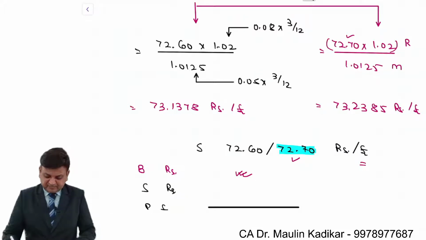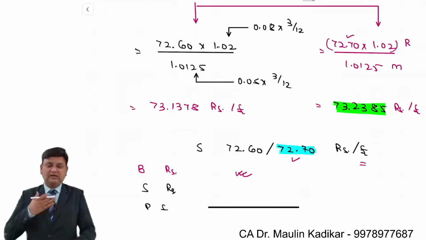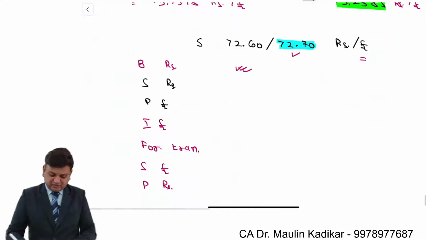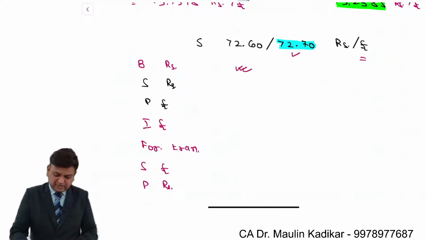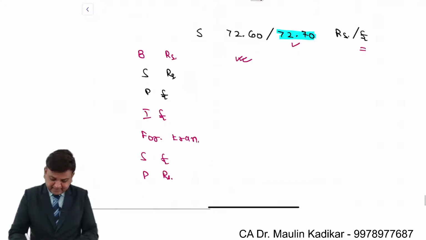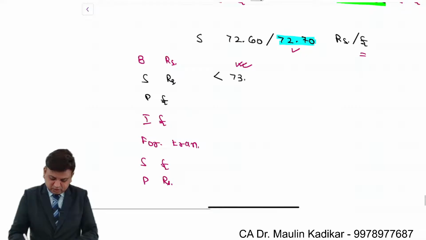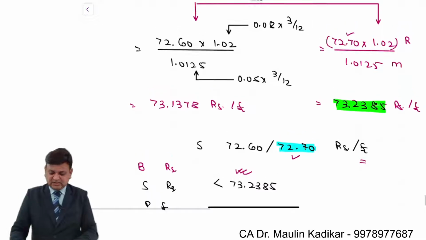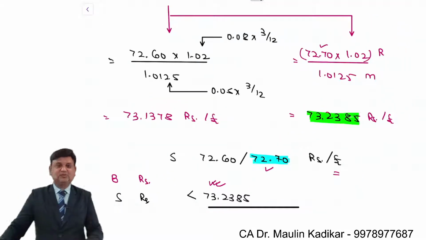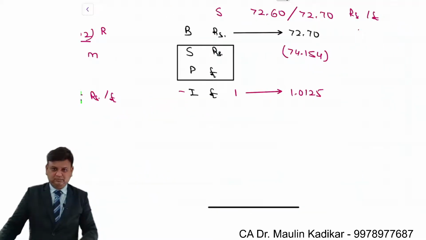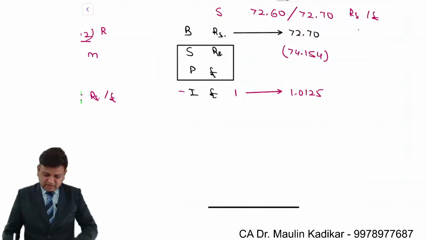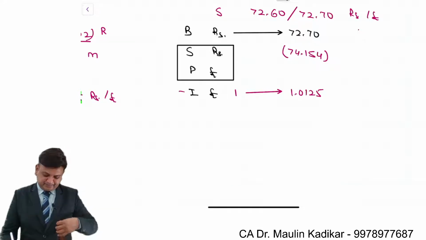It means that the break-even rate is this. If as a bank I want you to incur a loss, then for every 1 pound what will I do? I will give you the rate which is less than 73.2385. Only in that case you will be incurring a loss. This is what we understand. Now what happens actually we understand.